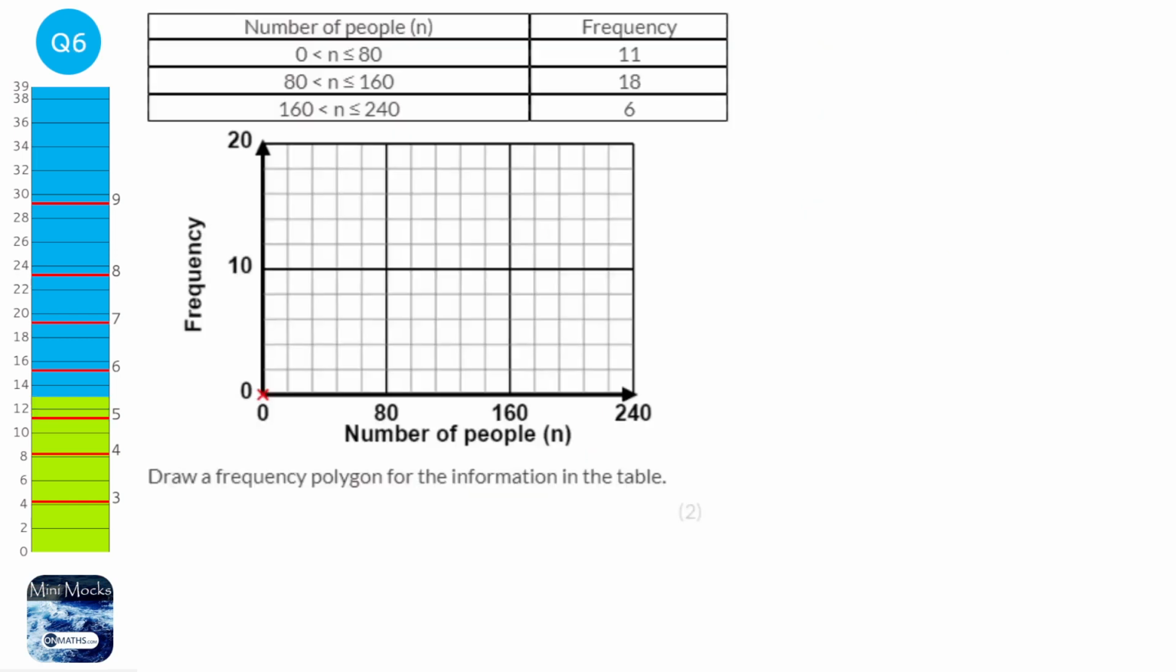A frequency polygon is like a line graph. In fact, it's a type of line graph. But it is when you have the data in a group. So we've got the data here as a group of 0 to 80. So there are 11 at 0 to 80, and then 18 at 80 to 160, and 6 at 160 to 240. Now, where am I going to plot this?